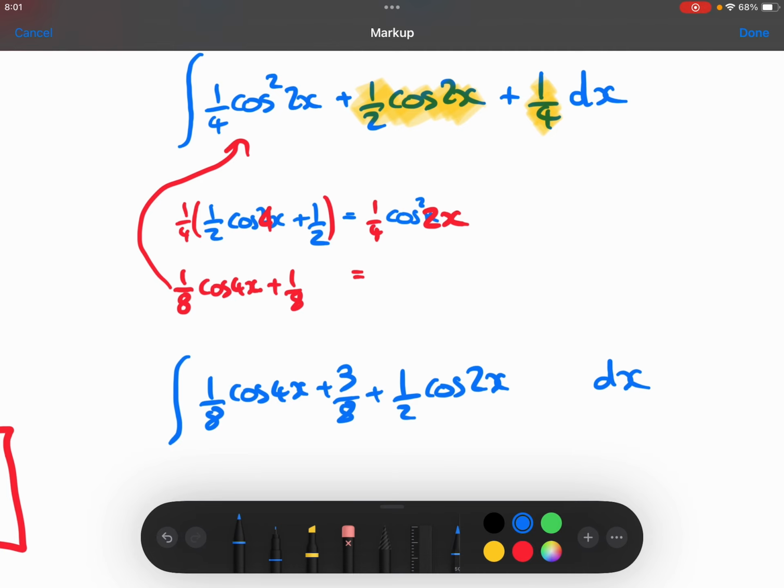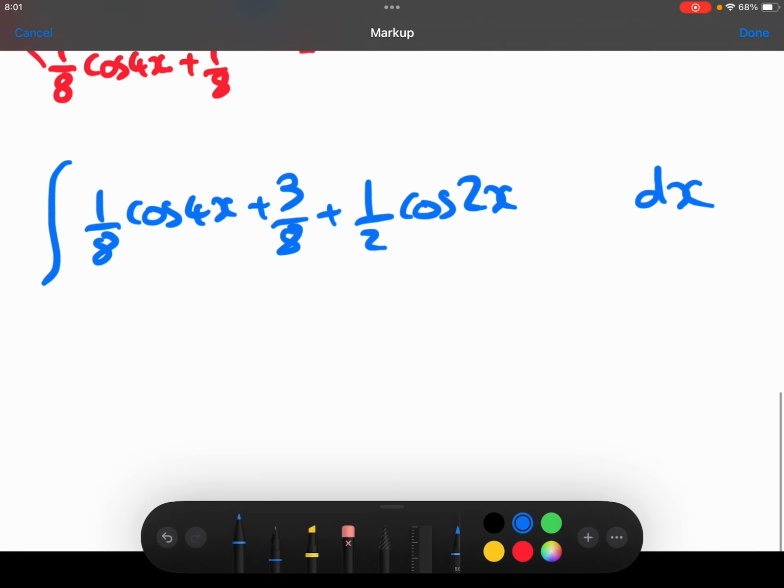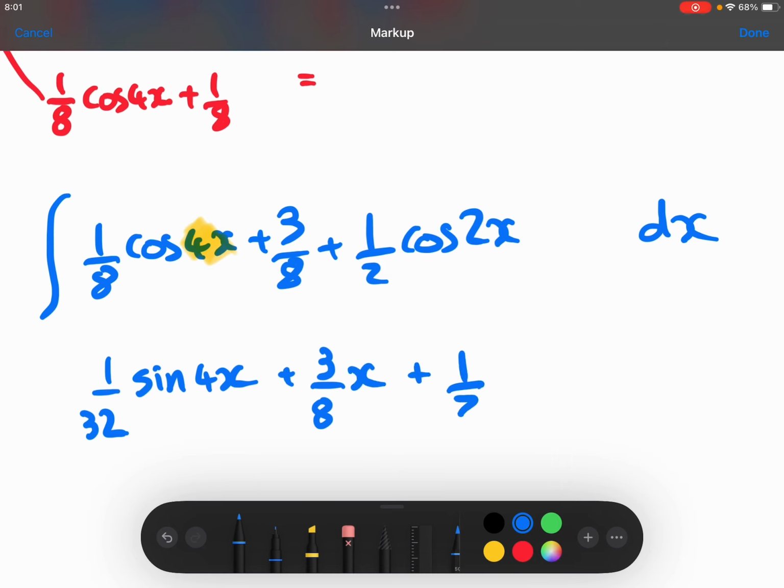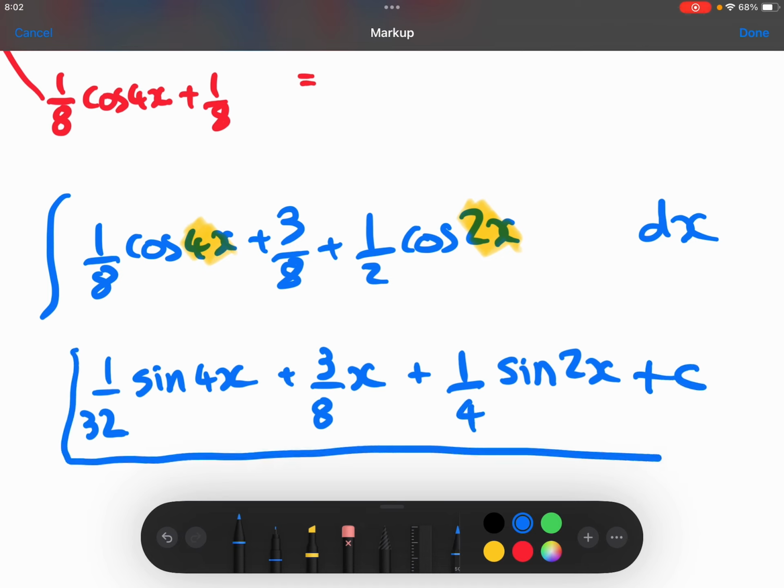And after all of this hard work, we can now integrate each of these terms. The cos is going to integrate to be sine, but I do need to divide by 4 because of the reverse chain rule. So this 1/8 is going to turn into a 1/32. The 3/8 is going to integrate to be 3/8x. Cos is going to integrate to be sine, but I do need to divide by 2 because of the reverse chain rule. So this 1/2 is going to turn into a 1/4. Plus the c, and we're done.